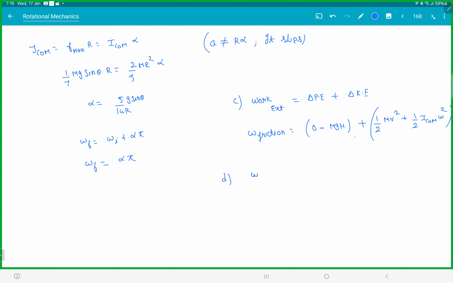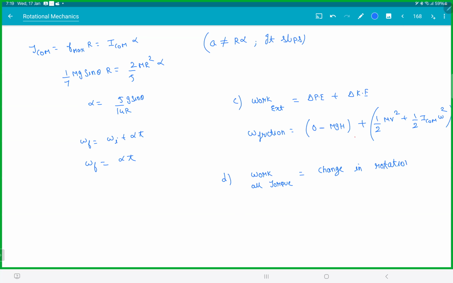This is work done by friction. What is work done by torque? Do you remember the statement? What is work done by all forces? Change in translation kinetic energy. So work done by all torques will be change in rotational kinetic energy.